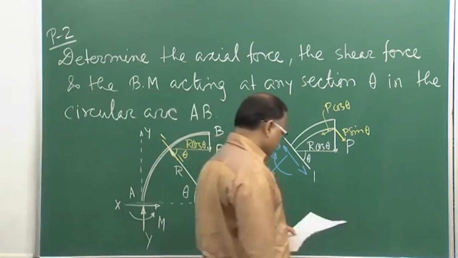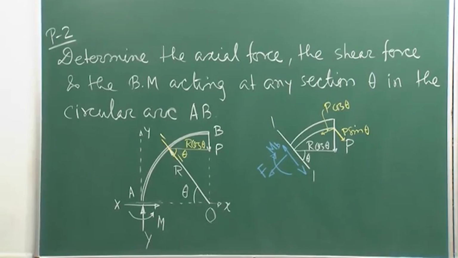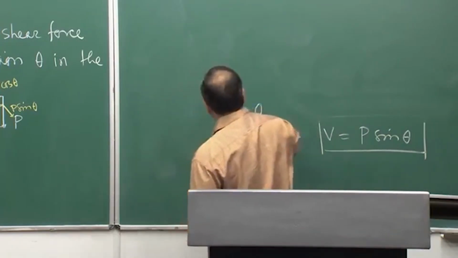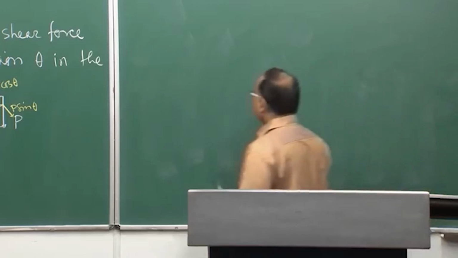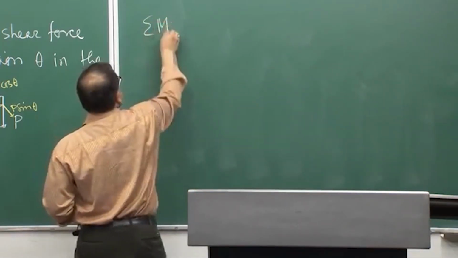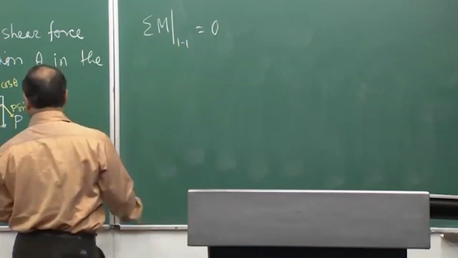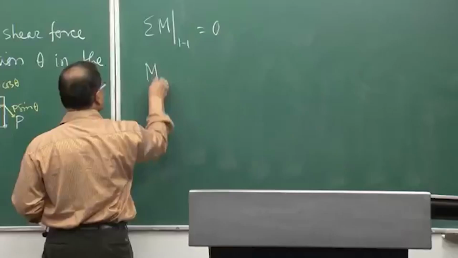Okay. So, now if we consider the moment equilibrium, now we are going to consider the moment equilibrium. That is summation of moment with respect to section 1 is 0. So, there the moment MB is acting.